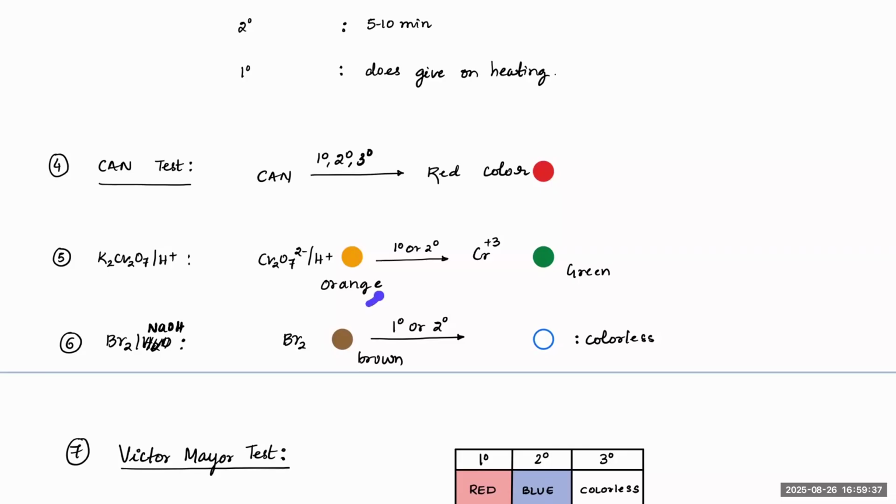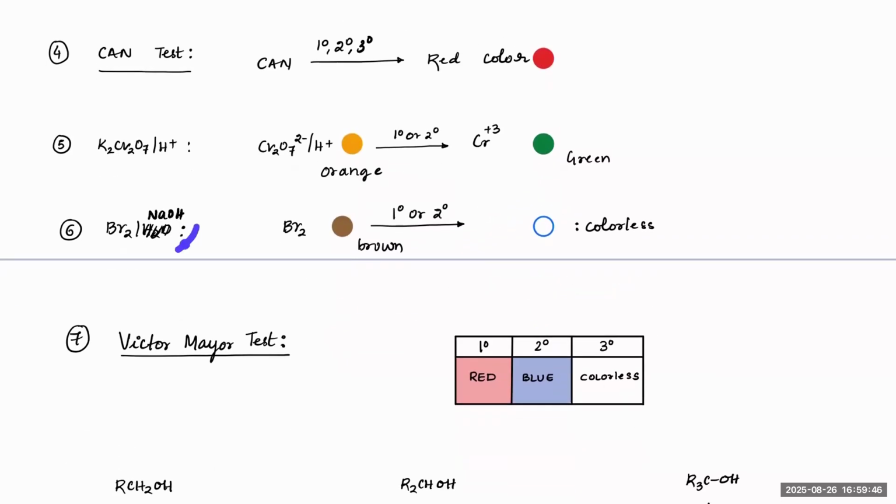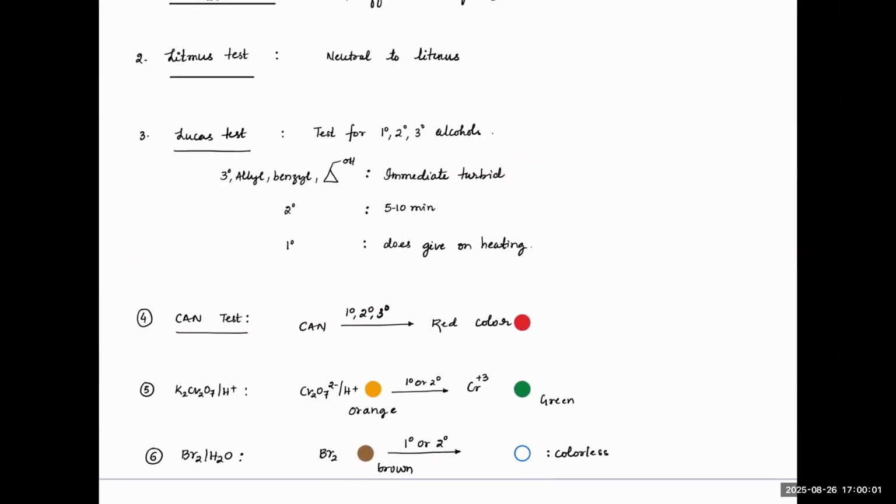Now here 1 degree and 2 degree, K2Cr2O7 is orange color. That will convert into a green color form. Next, bromine in water. Here, bromine water will convert into colorless solution from brown. Because bromine water is a brown color, it will become colorless solution if you take 1 degree and 2 degree. Done? These are common tests.